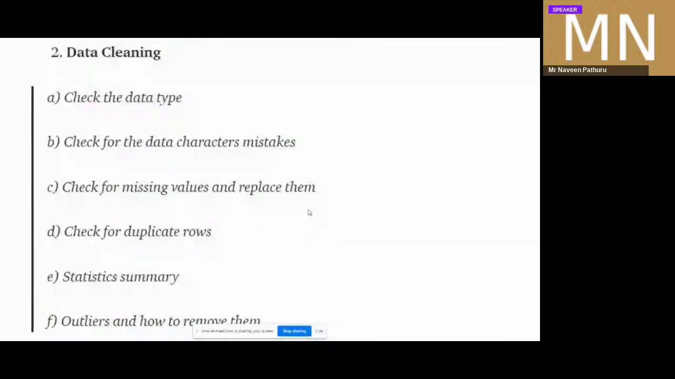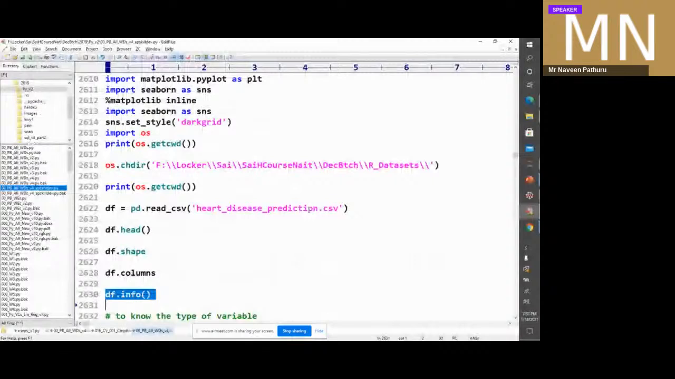Let's come back here. So generally, some of the things that we do in data cleaning: you check the data types. You try to verify whether numerics are being reported as numeric, or whether textual data is being reported as numeric, or vice versa. You check for data mistakes, any invalid values in the data. You check for missing values. If there are missing or invalid values, you try to replace them. You check for duplicate rows. You try to get a basic summary, the statistical summary. You try to get a feel of how many outliers there are. If there are any outliers, you remove them, guys. Okay, so let's come back here. So that is what these are.